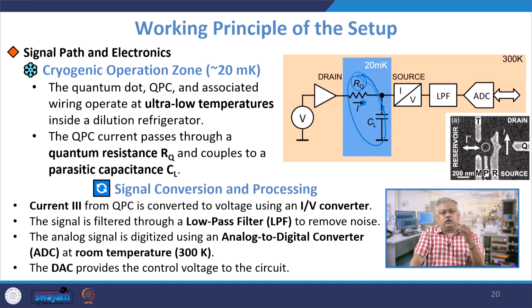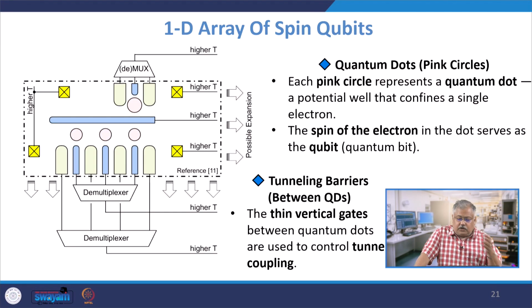Now you need to do signal conversion and processing. Current will flow from the QPC and is converted through an IV converter. If you are measuring voltages, you need an IV converter, and you pass it through a low pass filter to remove the noise. Low pass filter means all low frequency signals will be allowed to move forward, and all high frequency noise will be stopped in this case. The analog signal is digitized using an ADC which is kept here, at room temperature, and then this ADC will be attached somewhere to a DAC in order to ensure a proper voltage across the circuitry. Now let's look at the 1D array of spin qubits.